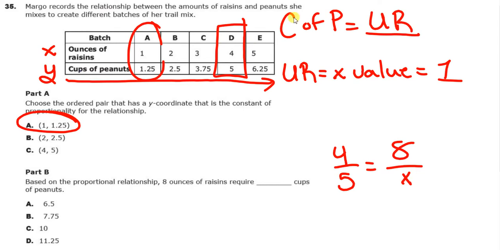Now, remember, whatever I write on the top of one ratio has to be written on the top of the second ratio. Since I put ounces of raisins, it has to be ounces of raisins in the second ratio. Do not forget that. Now, this is just a cross multiply and divide problem. 4 times x is 4x. 5 times 8 is going to be 40. Now, what number times 4 gives me 40? Correct. It's going to be 10.